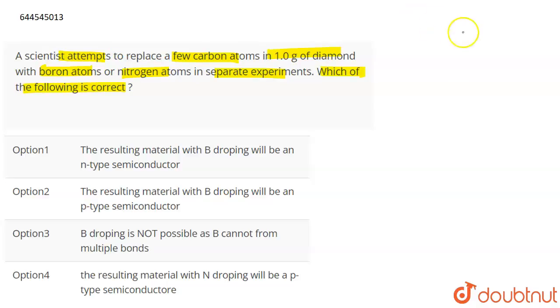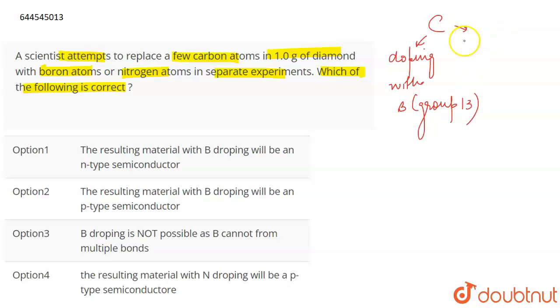Okay. Now you have carbon. In one experiment, you are doping carbon with boron, right? Now, boron is a group 13 impurity, right? This is electron deficient. Whereas, if you dope it with nitrogen, nitrogen is a group 15 impurity, okay?